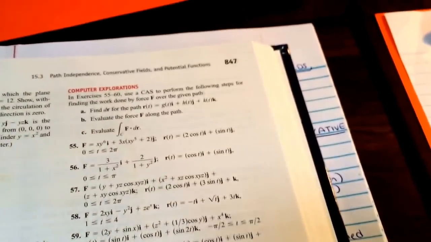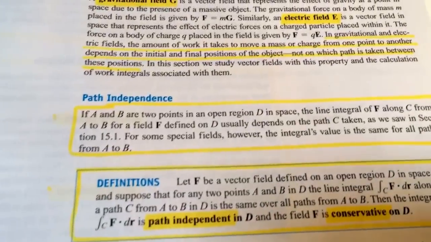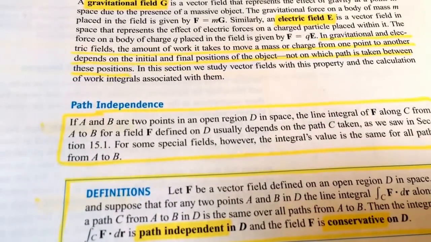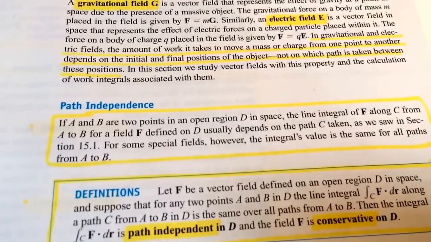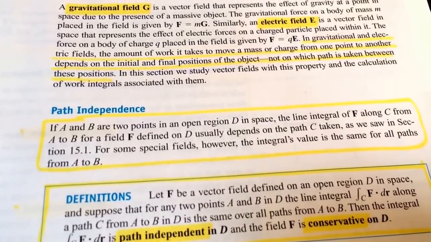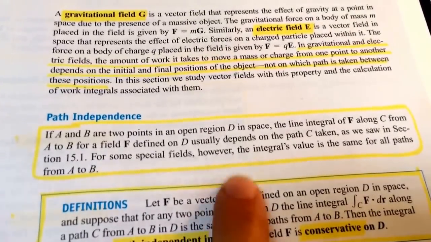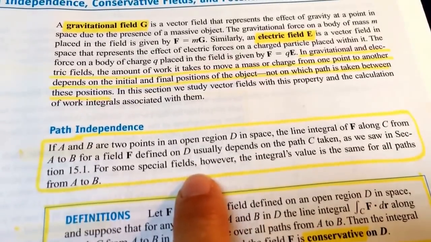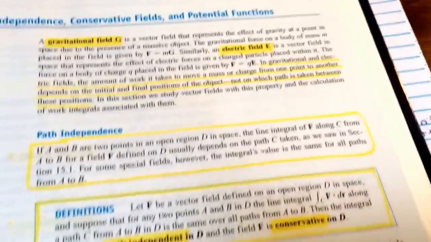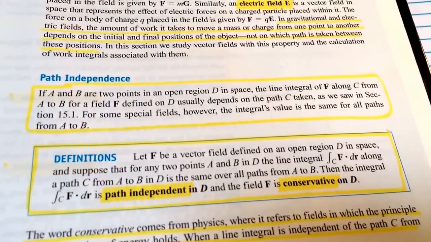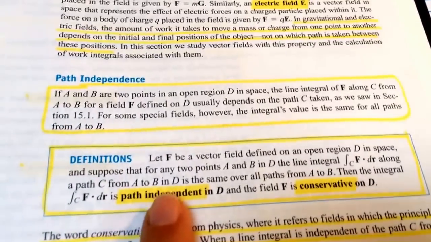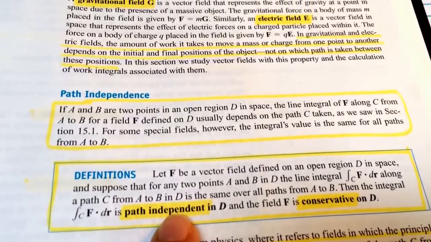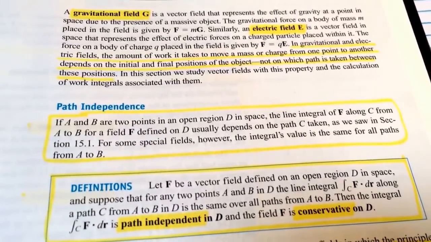What page is this? 847. So you have D as your region in space. A and B are points in that region. We're looking again at line integrals. And it says here it usually depends on the path that you take, but for certain special fields, they are path independent. So that's what this definition is talking about: if it is path independent, what that means is that no matter what path you take, you're going to get the same answer, as long as, again, you have the same starting and stopping points.